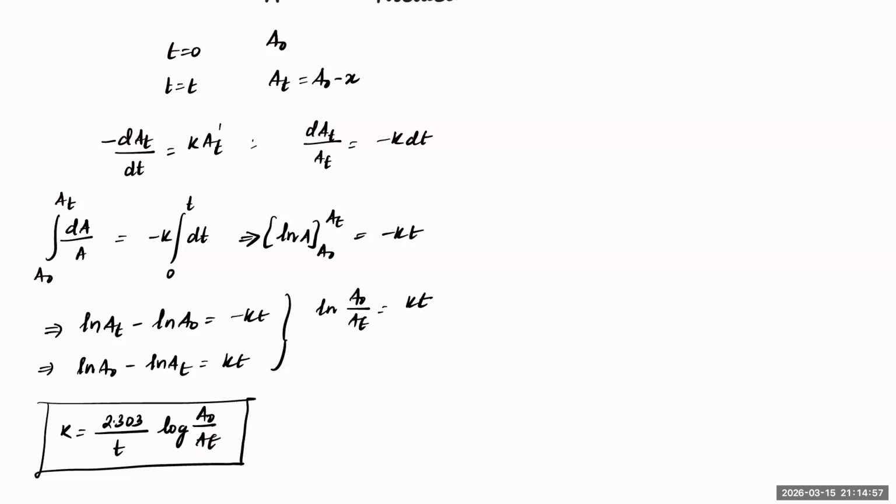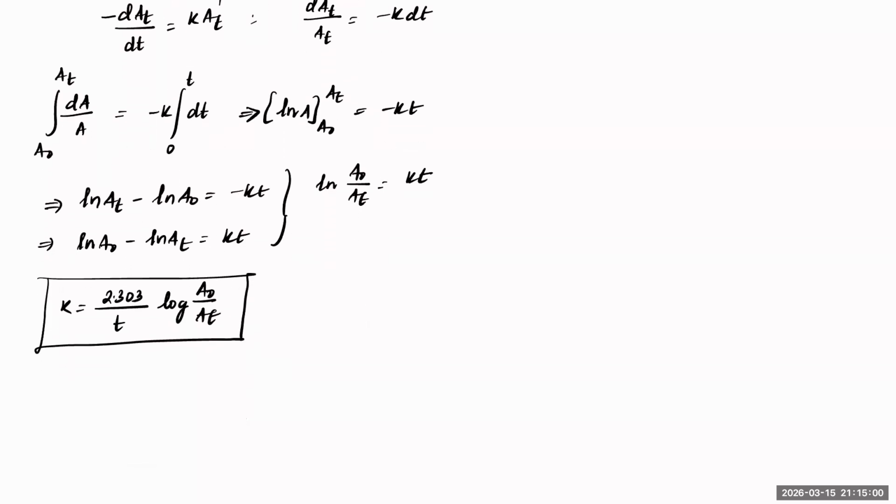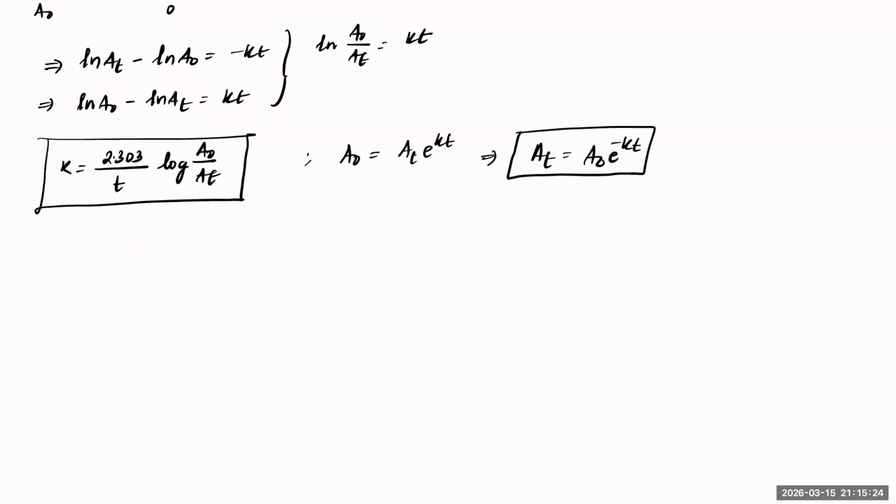Now if I have to write in terms of at, you can see I take anti-log on both sides, so I will get a naught by at is equal to e raised to power of kt. Correct? That implies at is equal to a naught e raised to power of minus kt. This is another important way of expressing the first order kinetics. Along with that, another way we can express is log of a naught minus log of at is equal to 1 by 2.303 times kt.